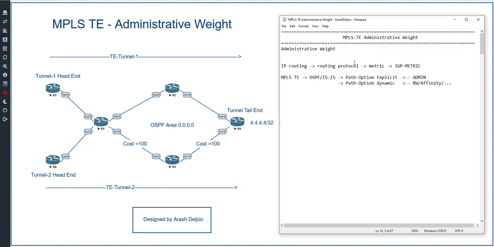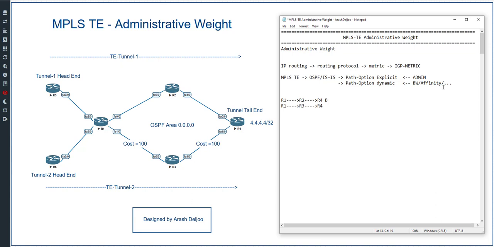But my question is, if all of the requirements of a tunnel that we configured on the tunnel interface are compatible with more than one path, how should TE choose the best path? Look at here. Assume that in this scenario, we have two paths between R1 and R4: R1, R2, then R4, and after that R1, then R3, and then R4, okay? We have two paths, and these two paths are exactly the same.